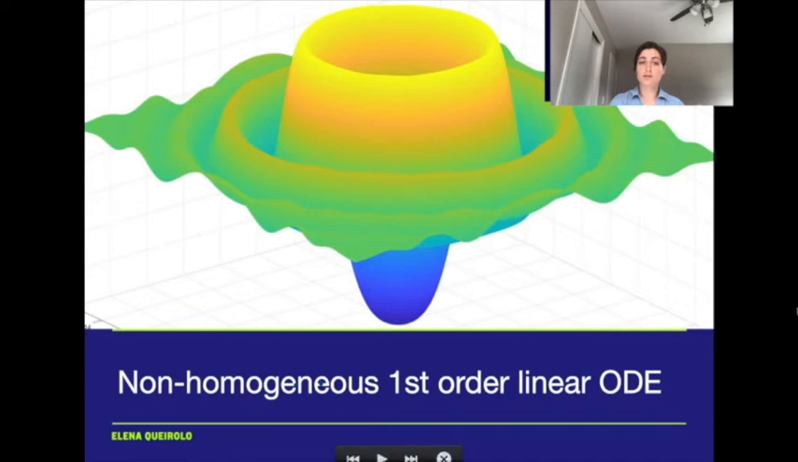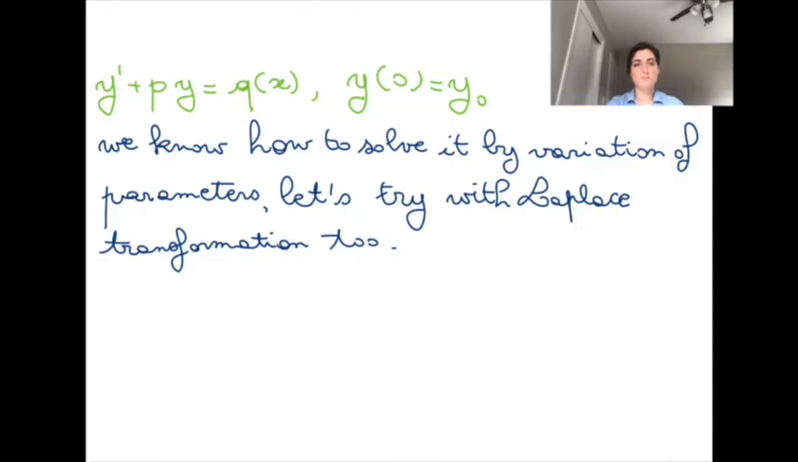Let's look at new applications of the Laplace transform. So let's go into non-homogeneous first-order linear ODEs. We know how to solve this, but let's try to solve it with the Laplace transform as well. So we are setting p to be a constant and q to be depending on x.